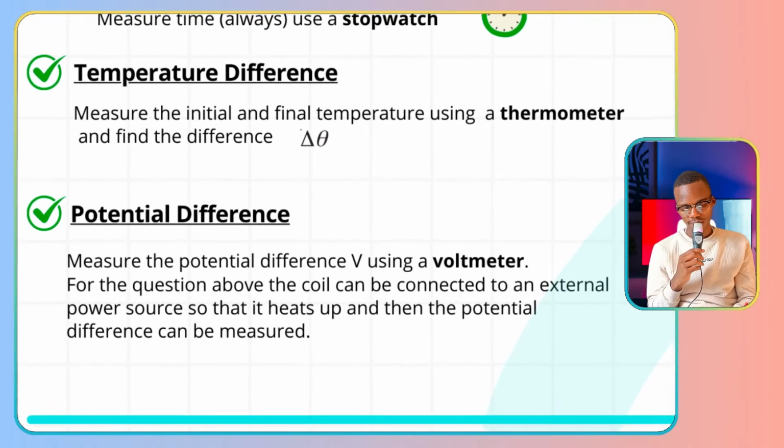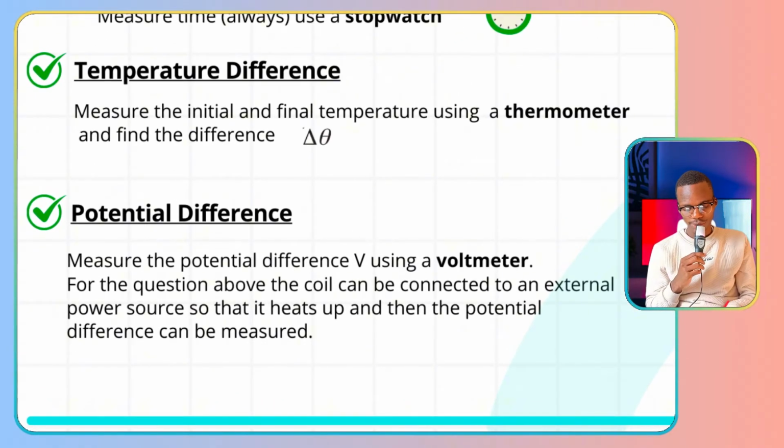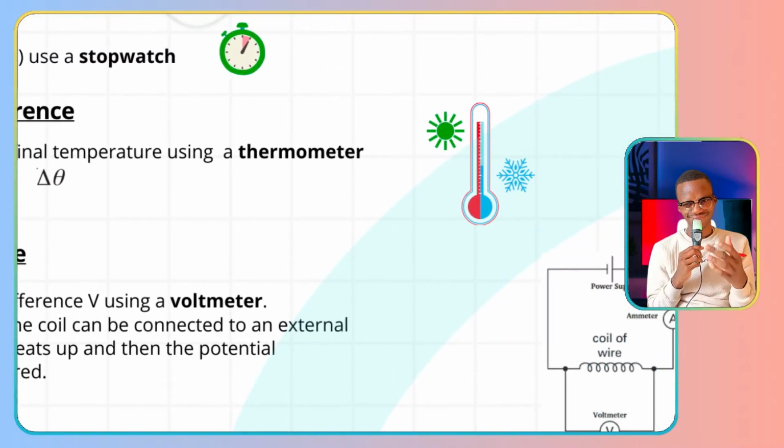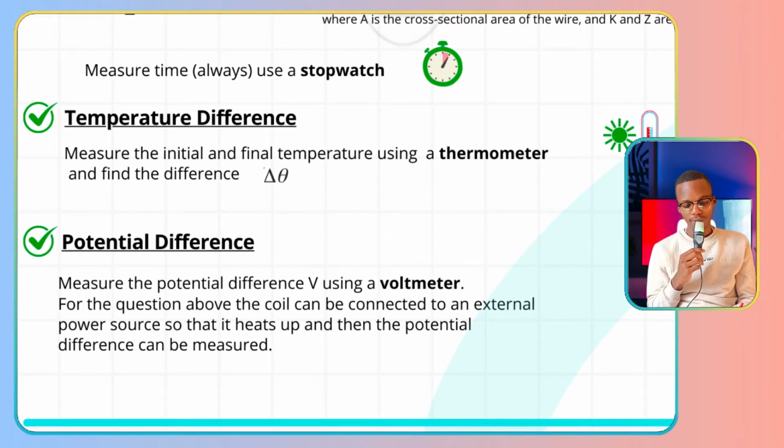The next variable is probably temperature difference. Using that same example above, whenever temperature appears, you're always going to use a thermometer, right? A simple mercury-in-glass thermometer should do the trick, and you'll find the difference delta theta.